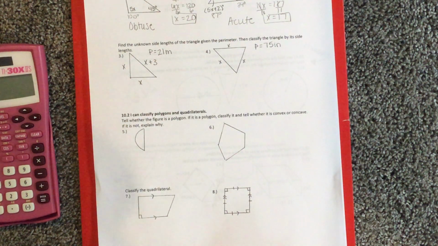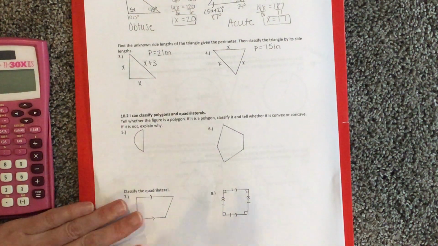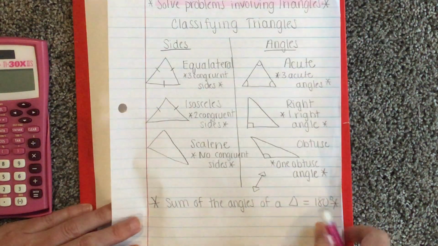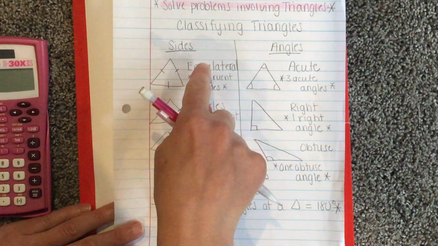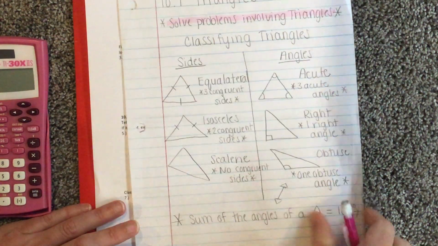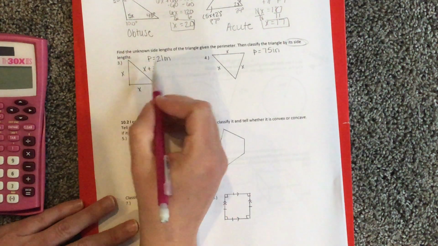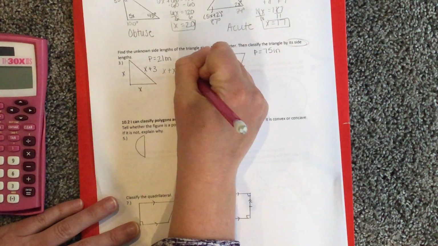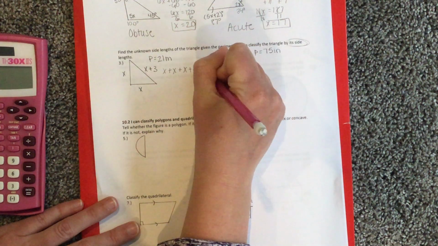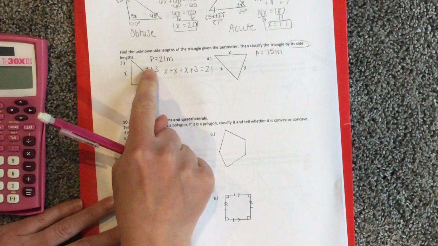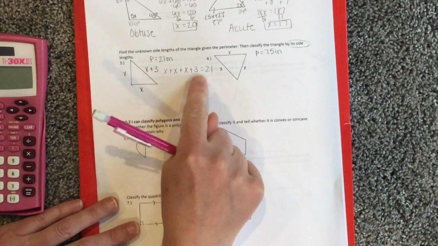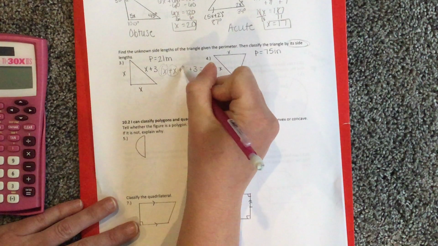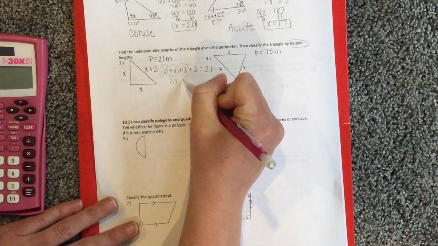Find the unknown side lengths of the triangle given the perimeter, then classify the triangle by its side lengths. So this time, I'm using these. It's either going to be equilateral, isosceles, or scalene. I have three side lengths. I'm going to set them equal to the perimeter, 21. It doesn't matter the order in which you put the sides into the equation. 1x plus 1x plus 1x equals 3x.